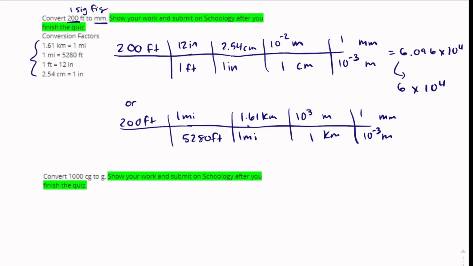Now, what I saw in the quiz is some people did it this second way, and they said, oh, those cancel. And they don't cancel because one is 10 to the third and one is 10 to the minus third, and if you just plug that into your calculator, they're not going to cancel because they're not the same thing.